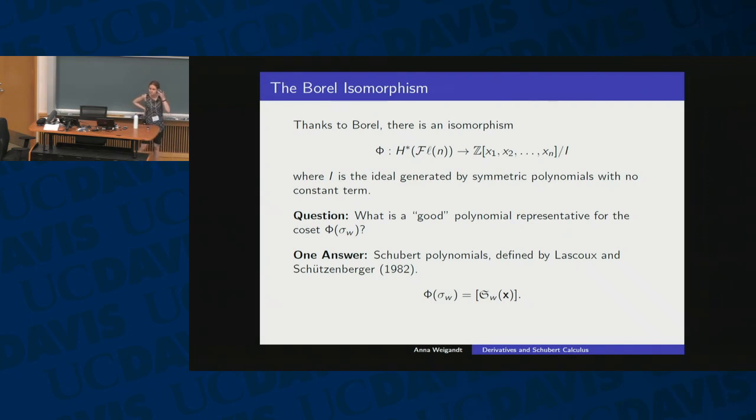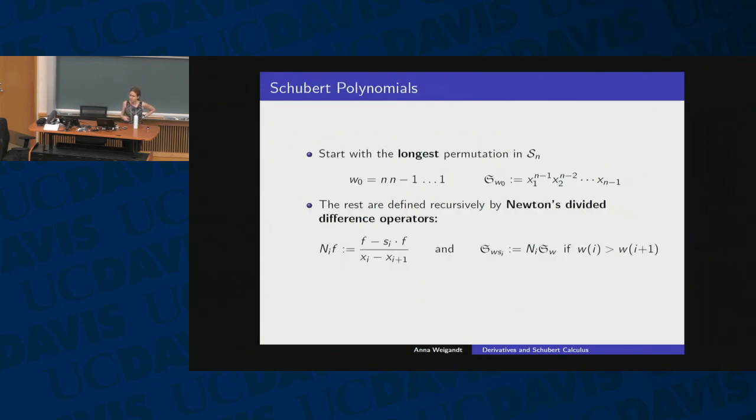One answer for a good polynomial representative is the Schubert polynomials, and they were defined by Lascoux and Schützenberger. This fraktur S here is a Schubert polynomial, in some alphabet of x variables. So how do we actually write down Schubert polynomials? There's a very concrete way of getting at them algebraically, but it involves a recursive procedure.